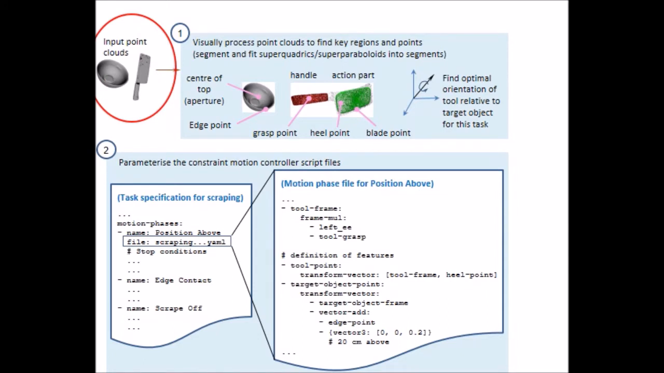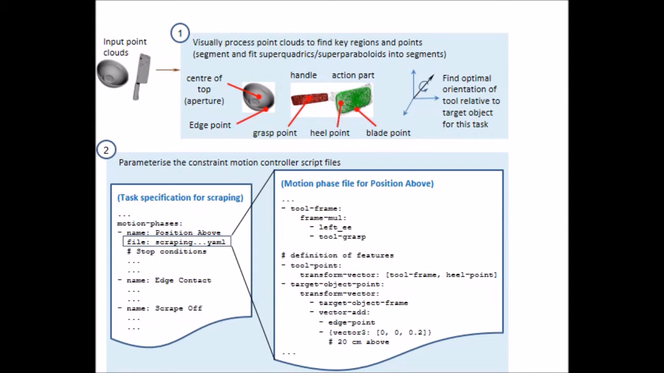The system interprets these point clouds by fitting geometric shapes to the principal parts. For example, it has fit a long green shape to the action part of the tool, and it has fit a red shape to the handle. Once these geometric shapes have been fit, the system can then identify key points, for example the heel point at the back of the action part of the tool and the edge point on the container.